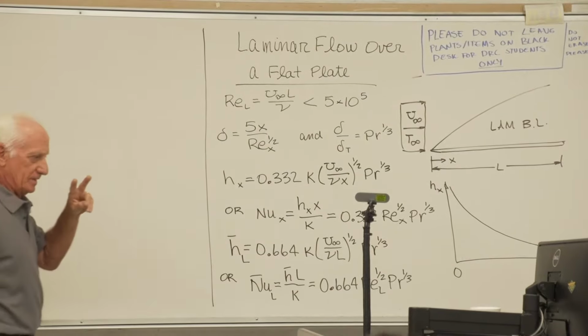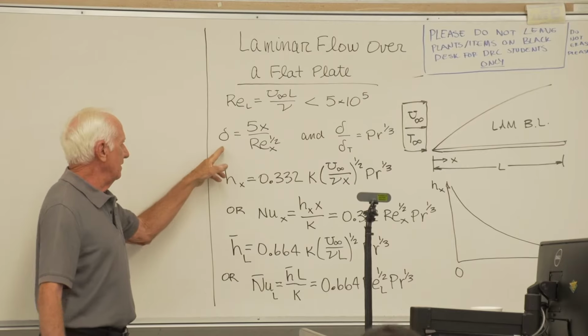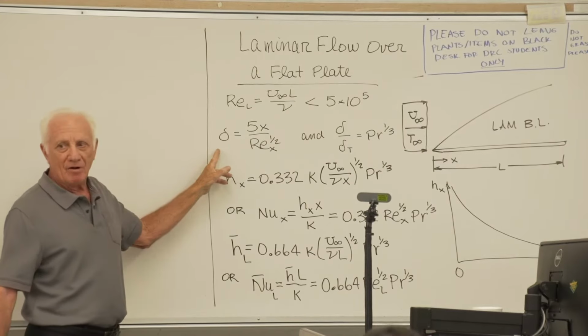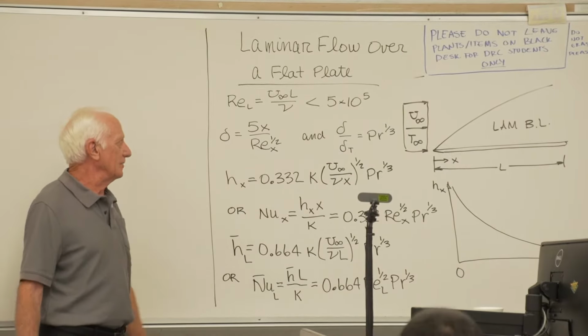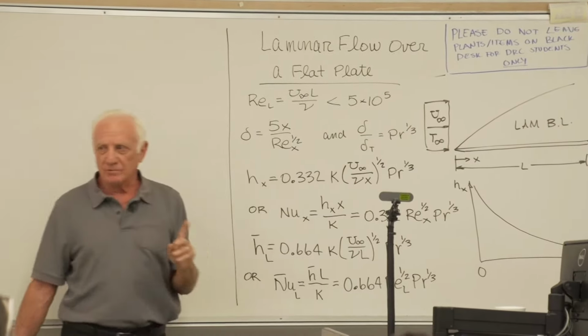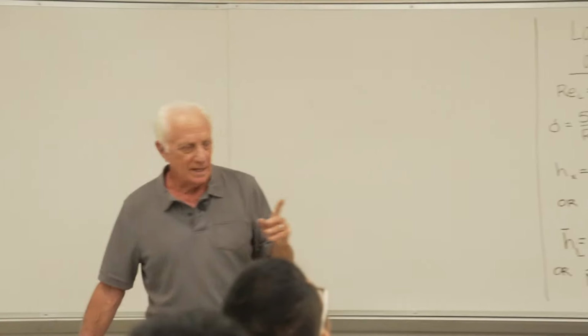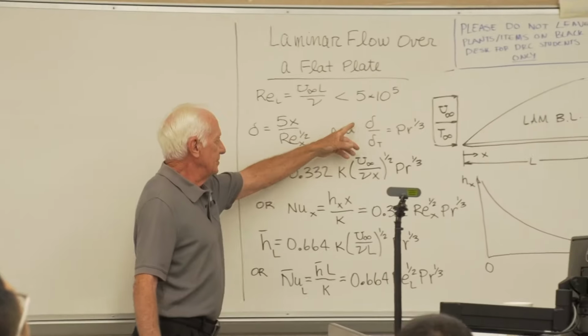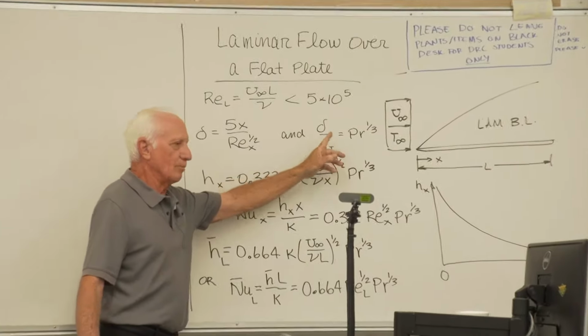Two equations first we did previously. The first one gives us the velocity boundary layer thickness at any x value. The second one gives us the temperature or thermal boundary layer thickness at that x value. The ratio delta over delta T equals Prandtl to the 1/3.